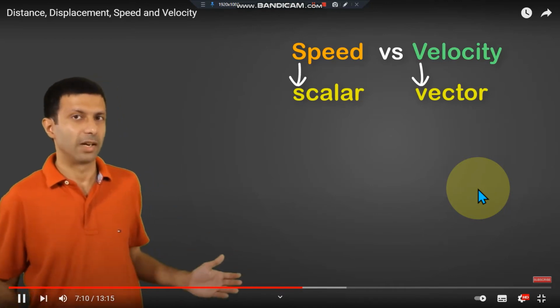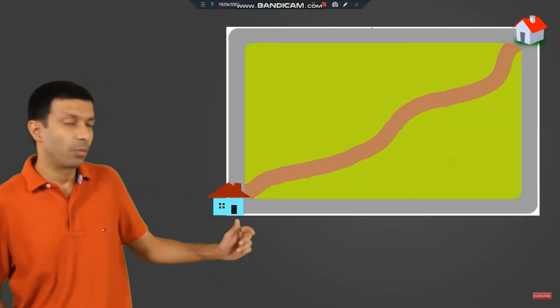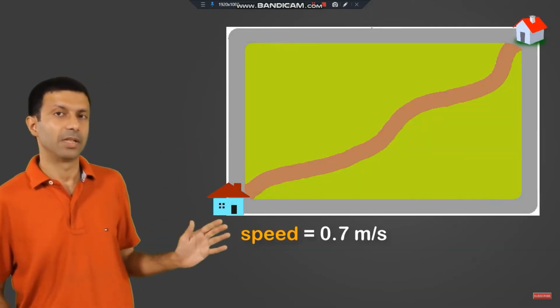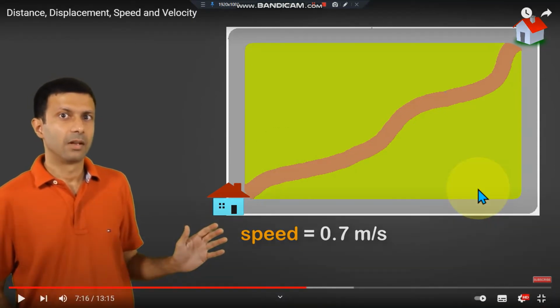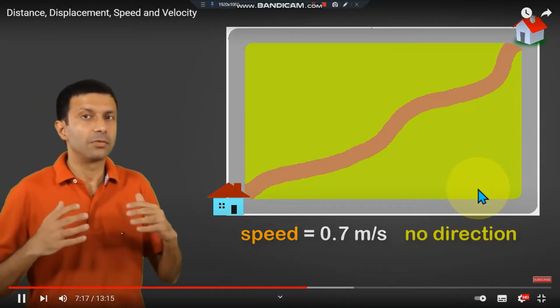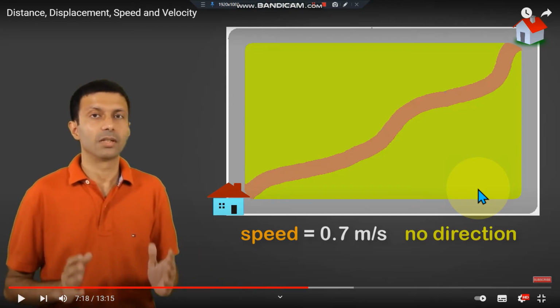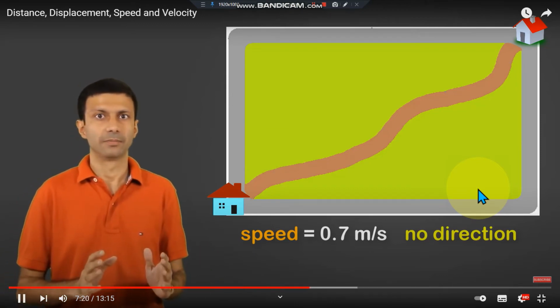Now let's go back to our example. The speed we found out was 0.7 meter per second. But there's no sense of direction in it, because it's a scalar quantity.